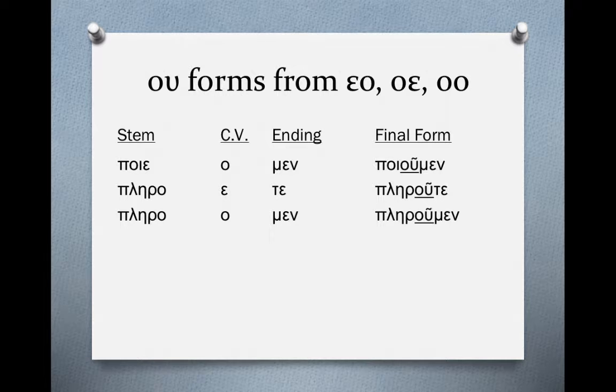So again, what we're saying is that omicron upsilon, pronounced something like u, forms from these three combinations: epsilon and omicron. It could be omicron and epsilon, or it could be a double omicron. All of these are going to form the omicron upsilon diphthong.